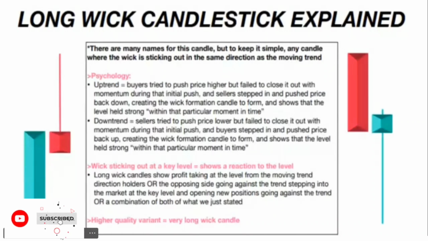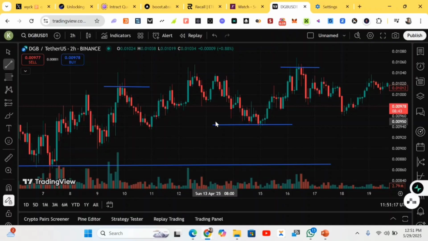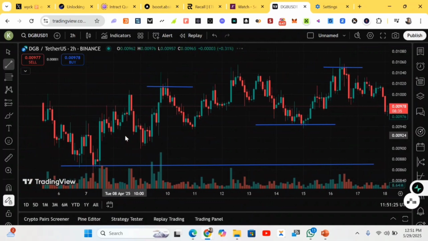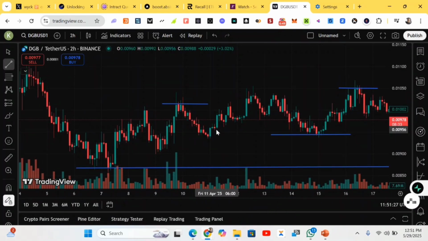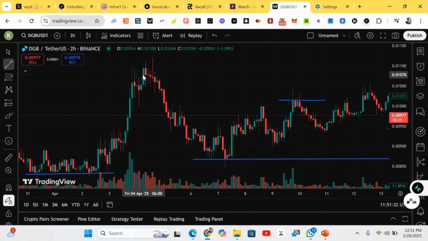Let me just show you guys an example of what I'm saying. I'll be using my TradingView to show you an example of a long wick. So we'll just move over here. Let me see.